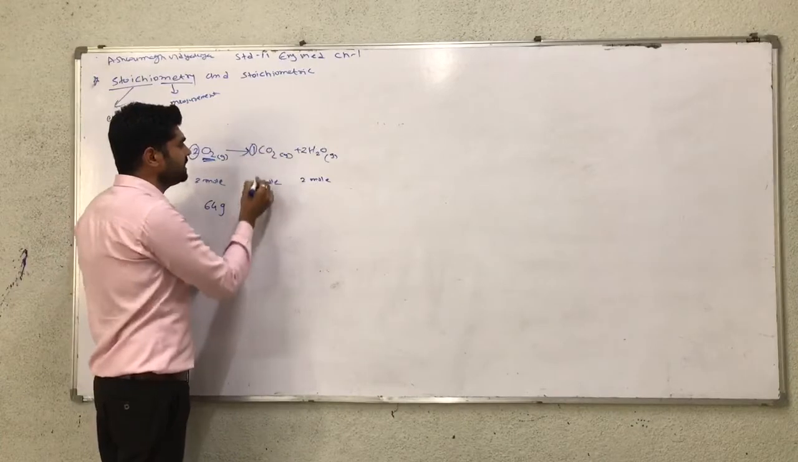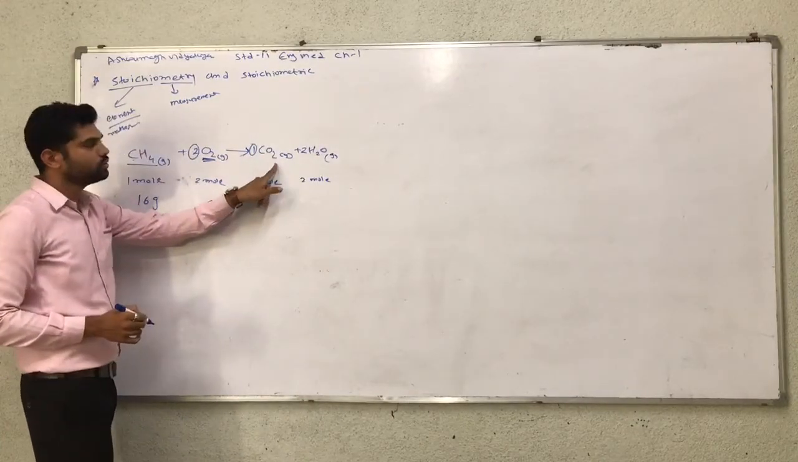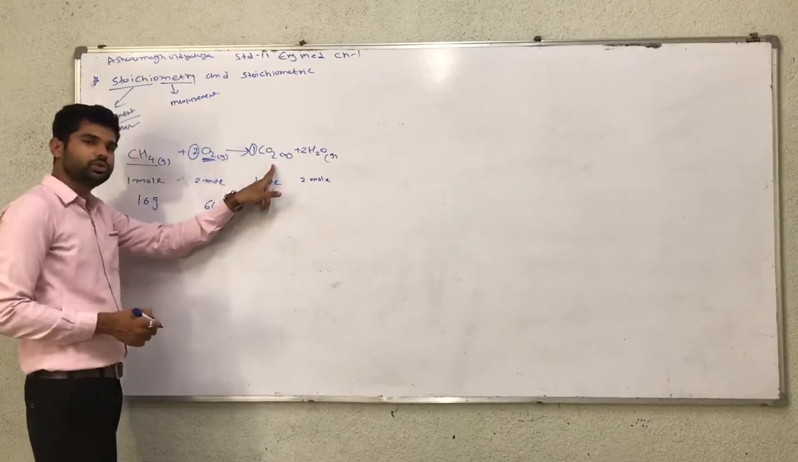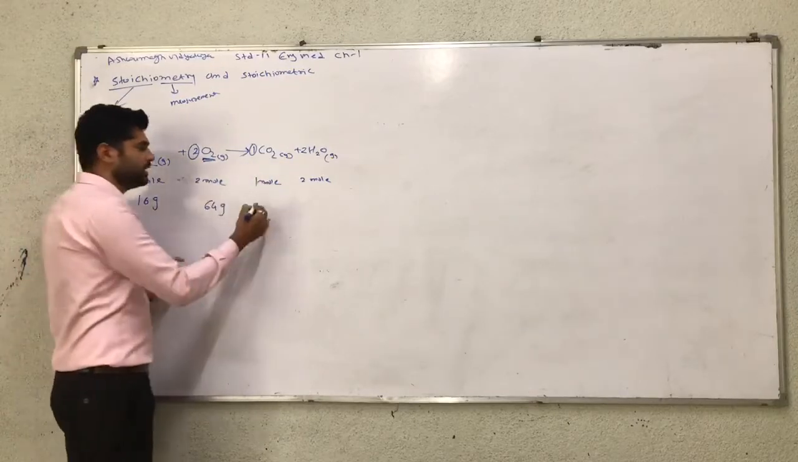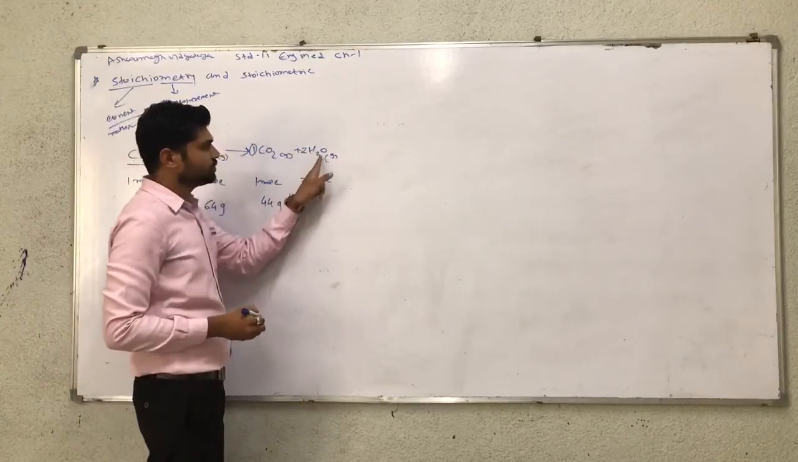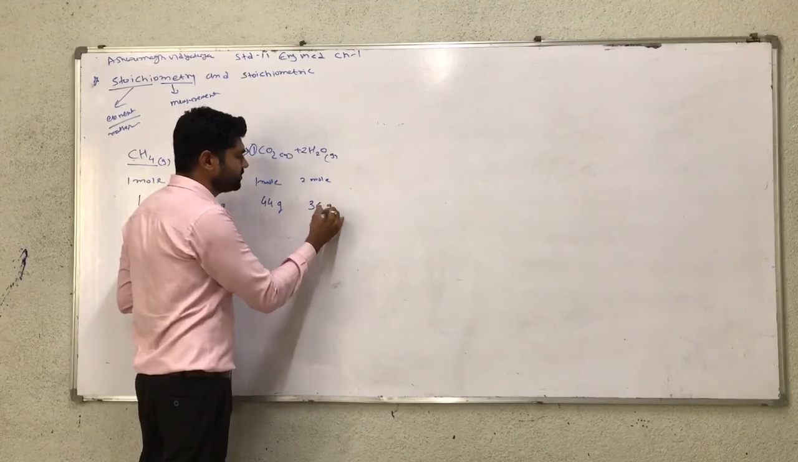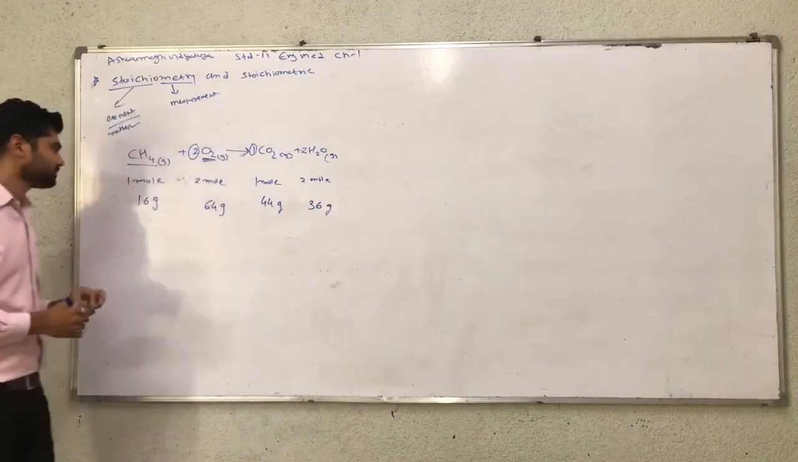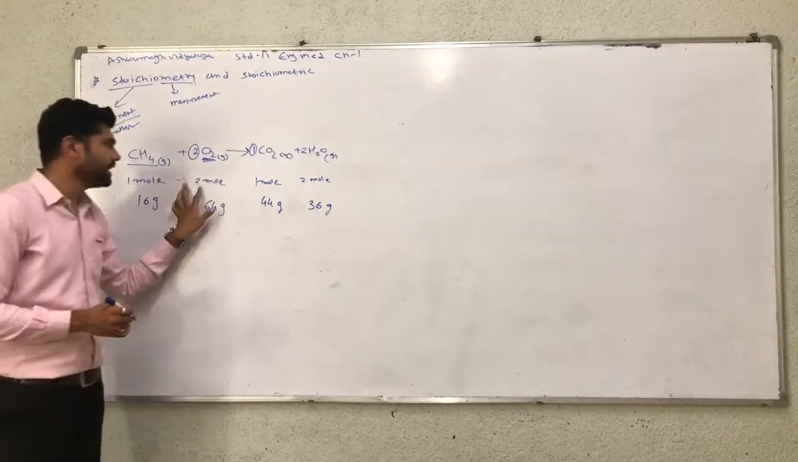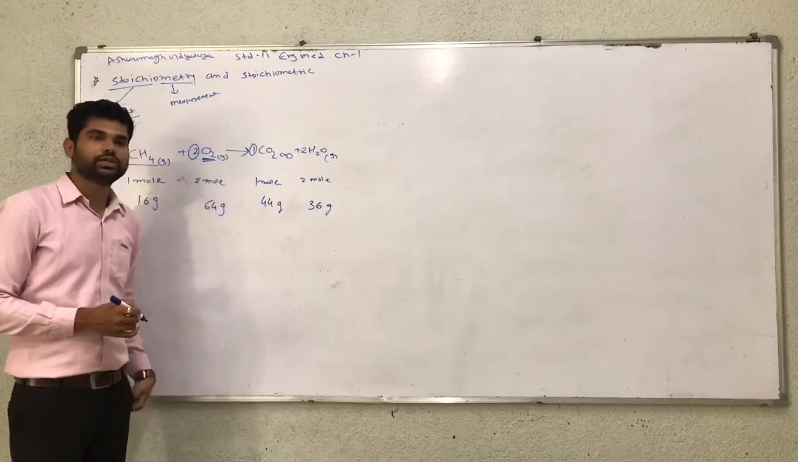CO2, 1 mole: C 12 plus O 16 times 2, it means 16 plus 16 is 32, plus 12, it means 44 grams. H2O: H2 plus O, 2 plus 16 is 18, times 2, it means 36 grams. So 1 mole CH4 means 16 grams. 1 mole CH4 reacting with O2 creates 1 mole CO2 and 2 moles of H2O.